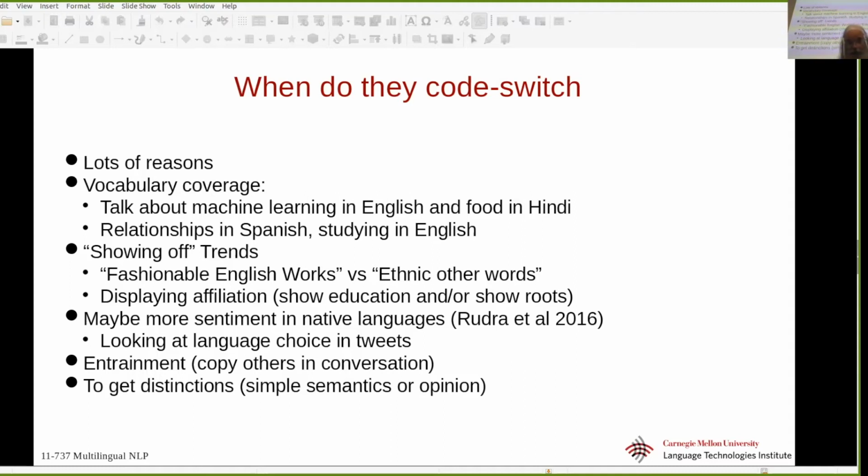This was looking at language choice for tweets. There's also this entrainment thing that happens. So if somebody uses a term in one language, the person who's talking with them will use the same term back.